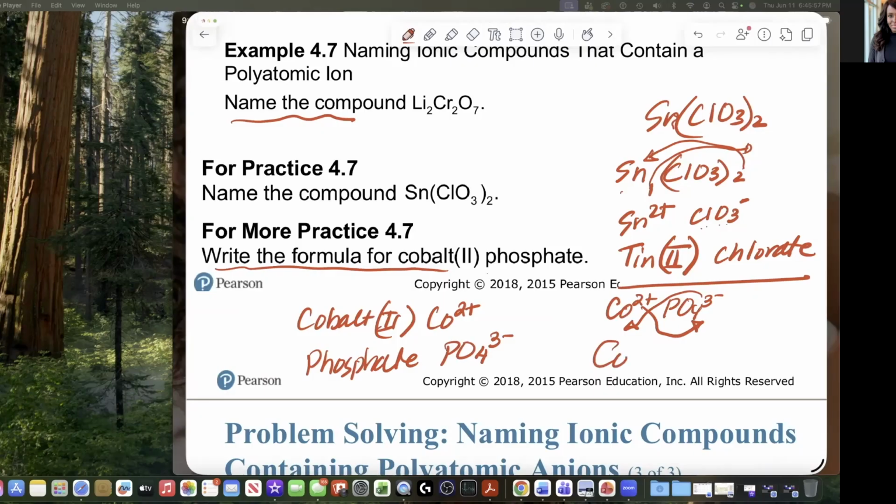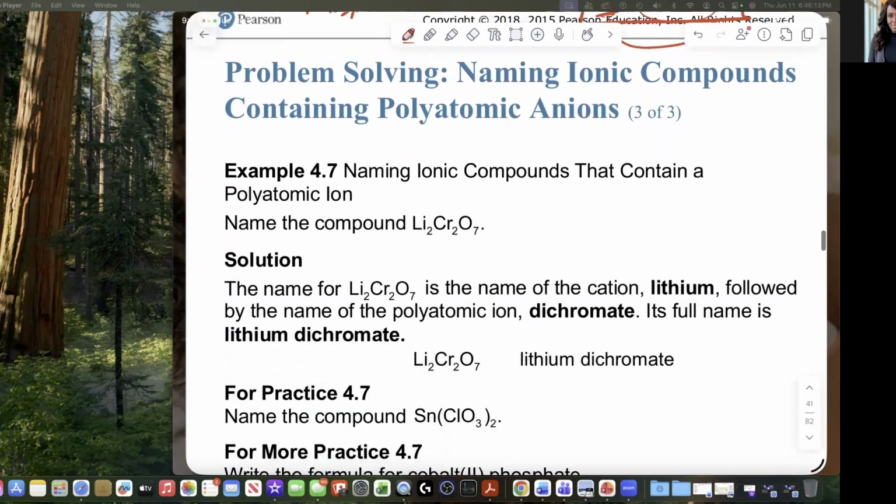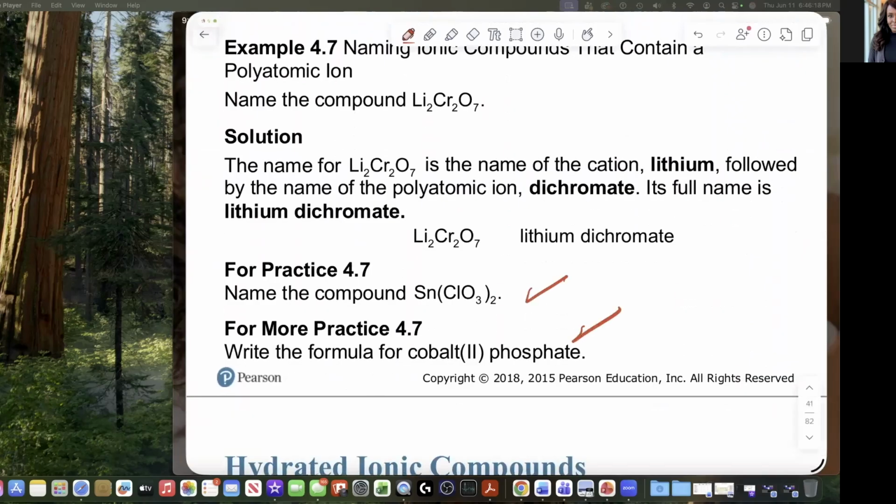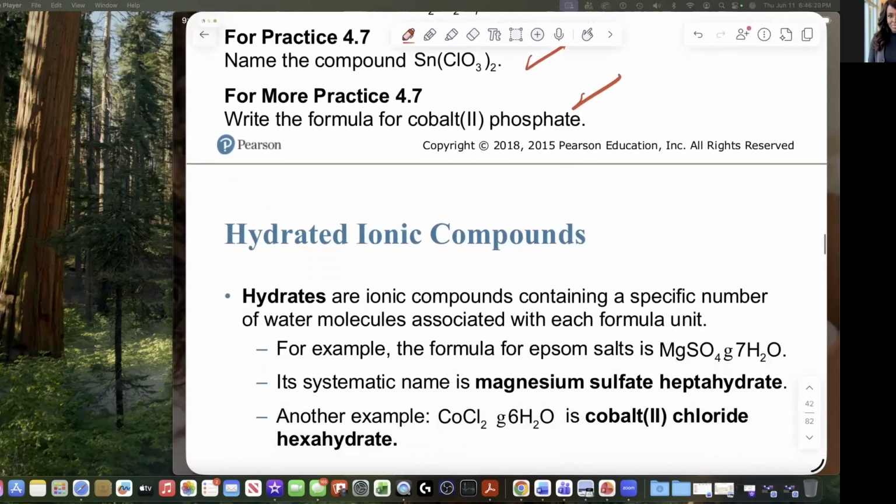So we end up with Co3(PO4)2. Yep. And this is cobalt 2 phosphate. Yep. Oh yeah, that takes care of these. We're making progress. We're moving along.